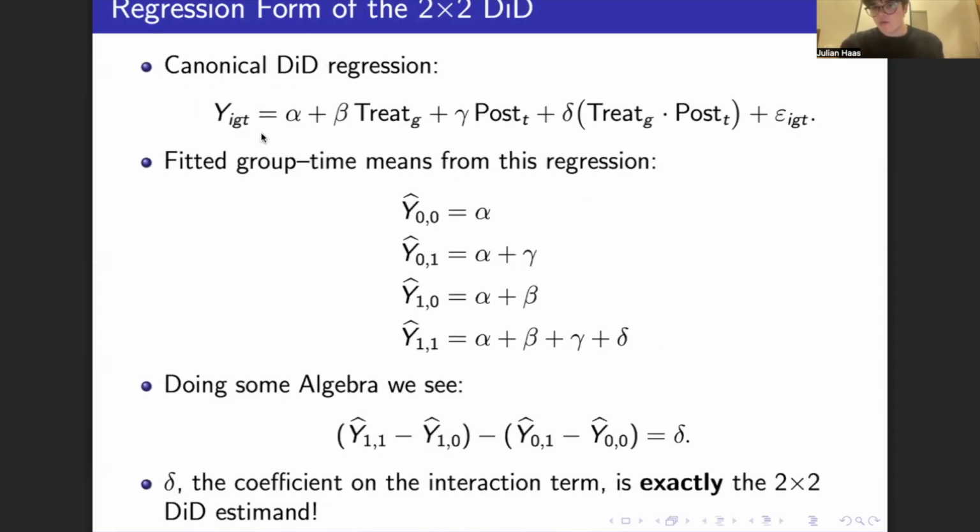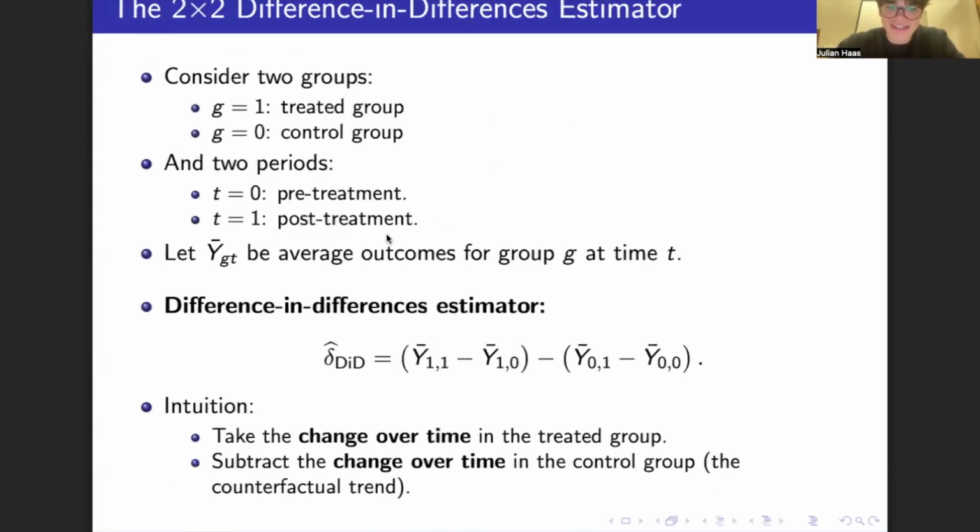And so what we can do is regress an outcome on a dummy for whether or not the group is the treated group. It takes the value 1 if they are the treated group, 0 if they're the control group. Then a dummy for the post period that takes the value 1 if it's the post period, 0 otherwise. And importantly, the interaction between the two of them, this delta here. I think you can probably convince yourselves very easily that these y-hats here are exactly these y bars that we observed on the previous slide.